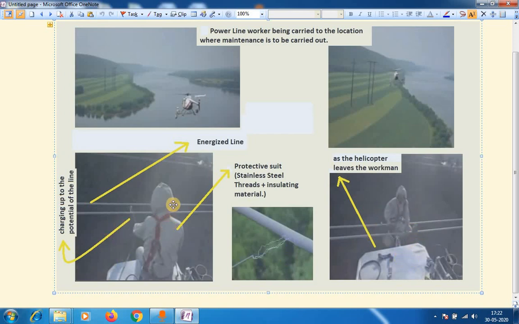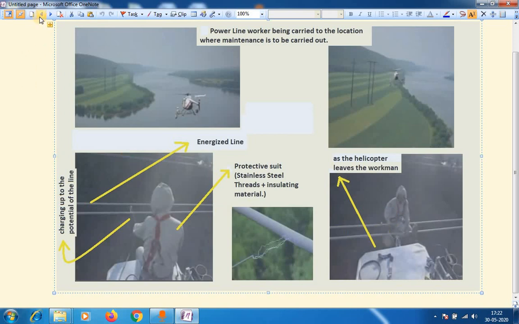Now, in this case, his suit is made up of stainless steel threads and insulating material. This is a metallic suit, no doubt, but it has insulating material also, so it will give some resistance to the flow of normal current. Normal current cannot pass through it, right? Normal current cannot pass through it because the least resistance path has to be followed. So this design is a little bit different.